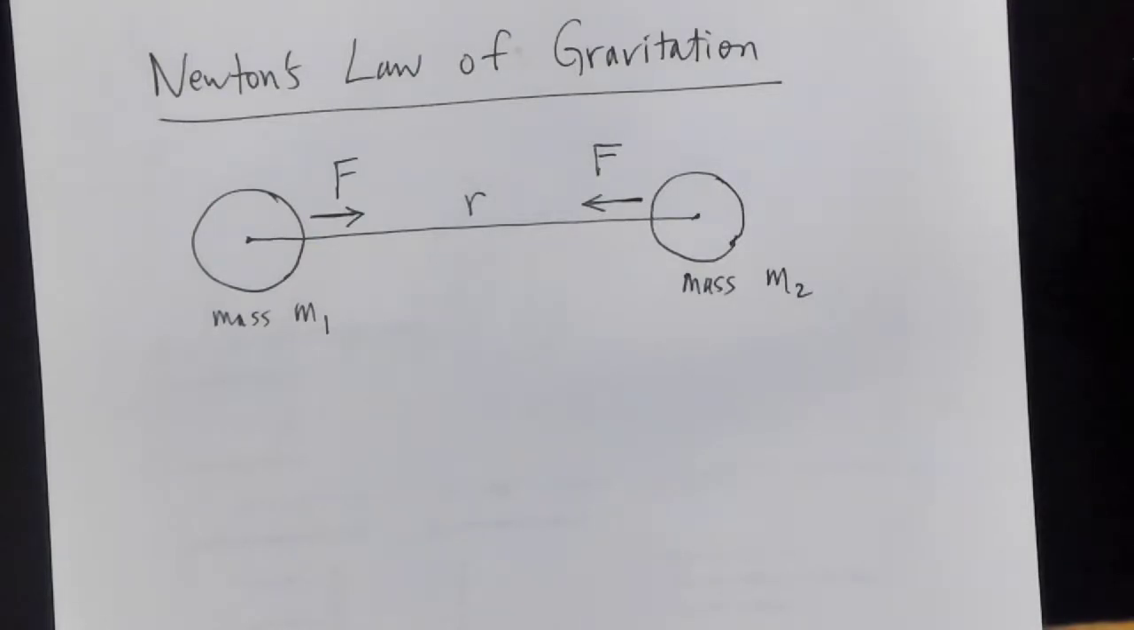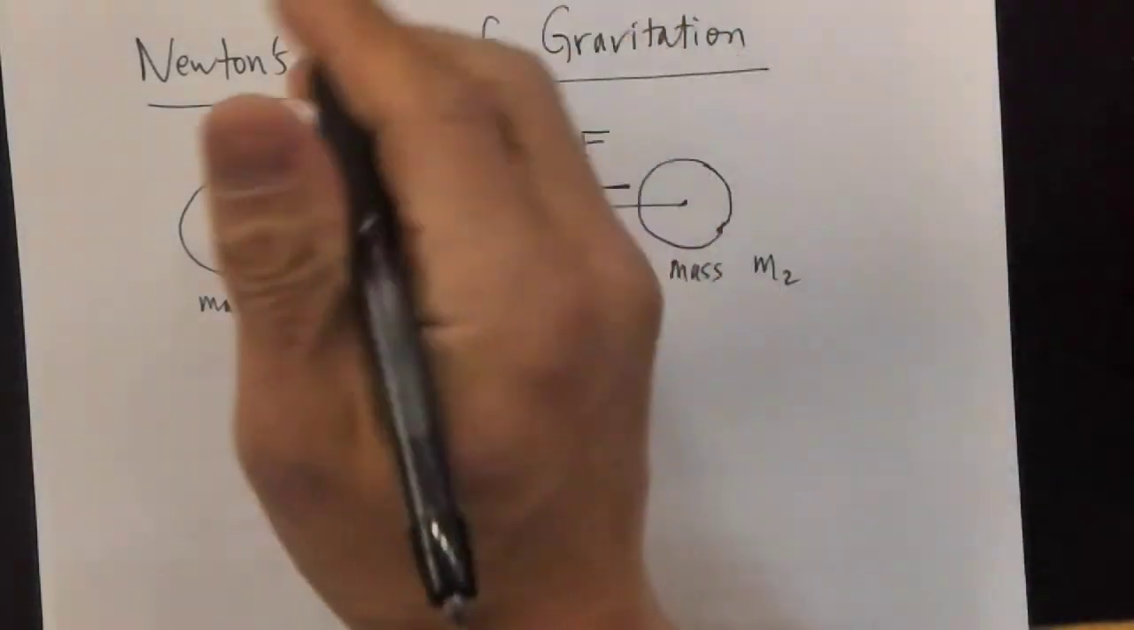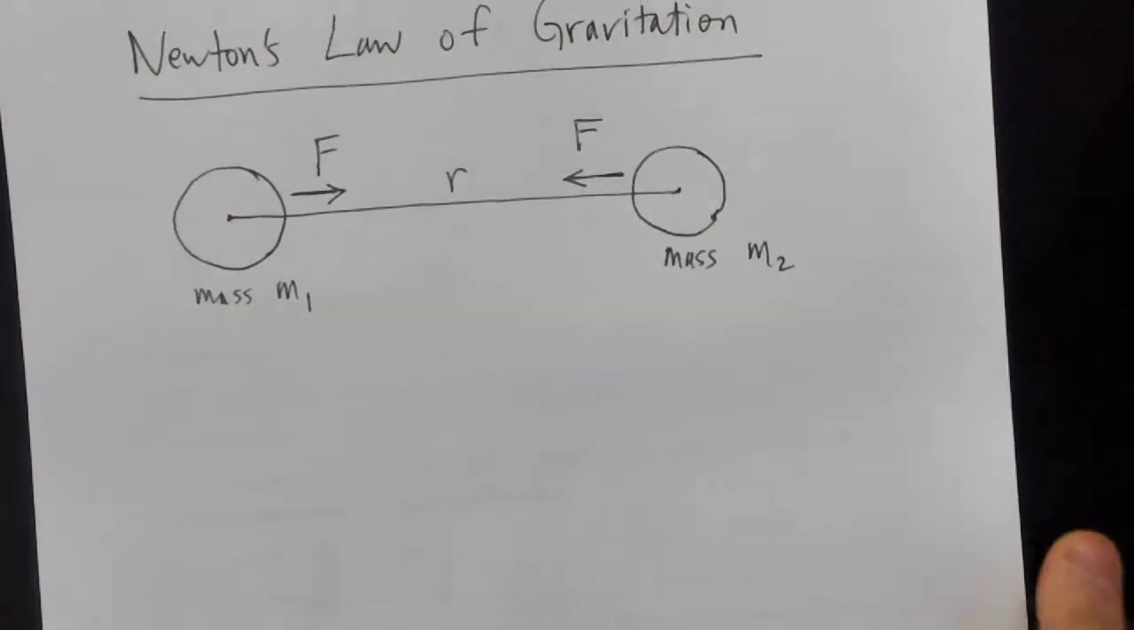Okay? So I think I've said this before. You are sitting next to your neighbor, and you are pulling on your neighbor with an attractive force, and your neighbor's pulling on you also. So if there was no friction in your seat, after a very long time, you would actually be stuck together. Think about that. So this is the law of gravitation.